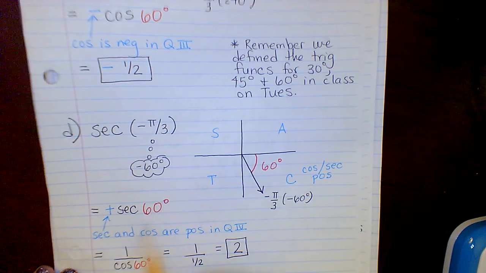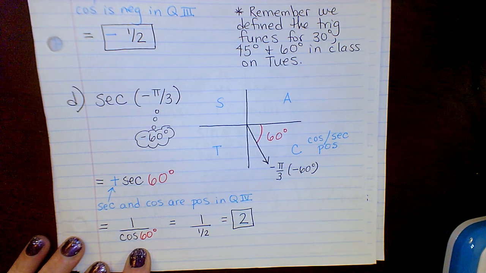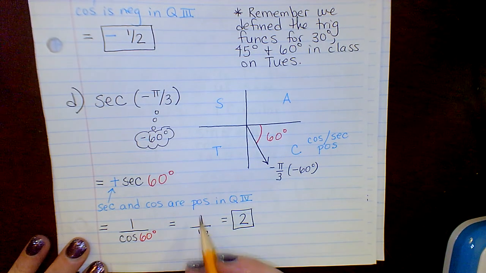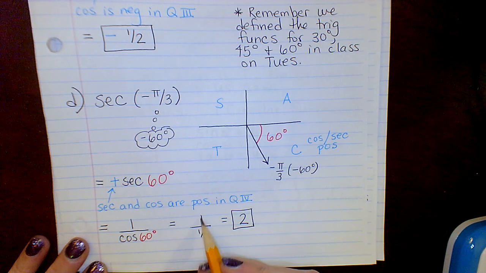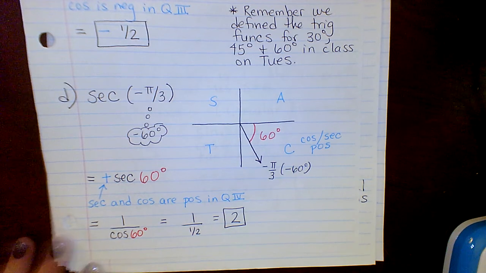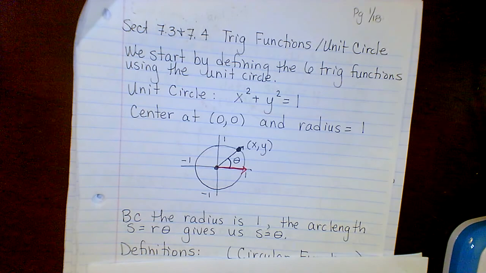Now secant of 60, remember secant is just the reciprocal of the cosine. And we said that the cosine of 60 was 1/2, way back up here. So we get 1 over 1/2, or 1 divided by 1/2. Remember how I said before that 1 over means reciprocal? So the reciprocal of 1/2 is just 2 over 1. Okay, so that concludes sections 7.3 and 7.4.